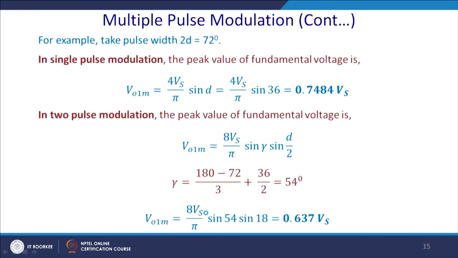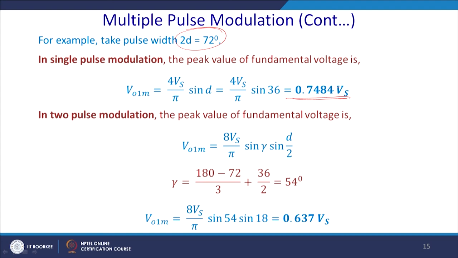Now, for example, if you take 2d equal to 72 degrees, the single pulse modulation peak will be, you know, V0m equal to 4 Vs by pi sin d by 2, and that will be your 74%, so rather 75%, 0.784 Vs.